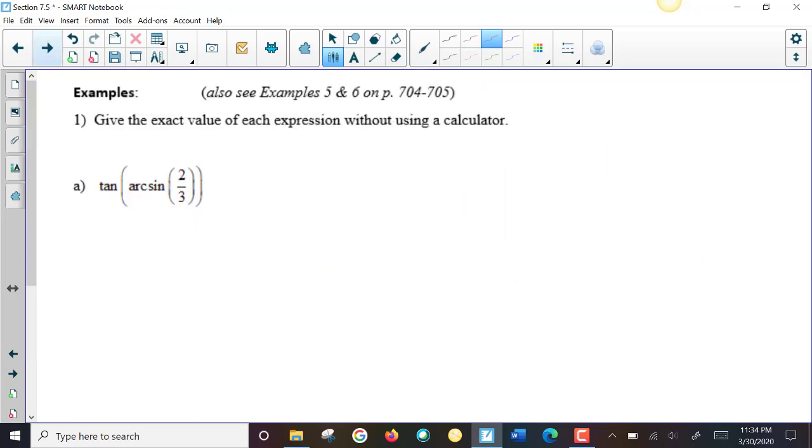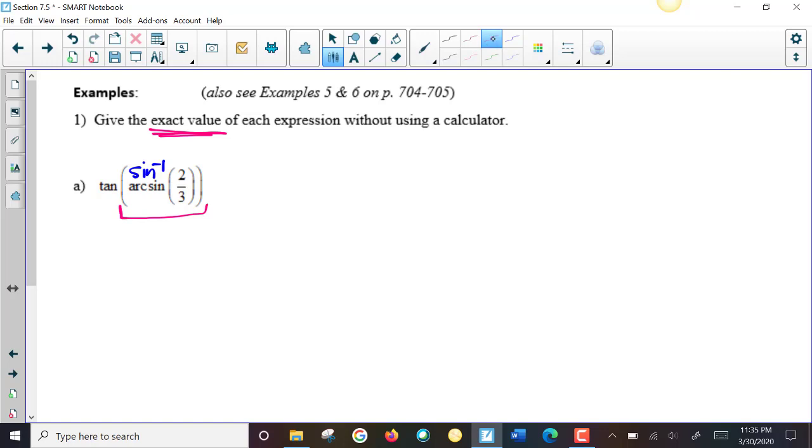Okay, so continuing on with some compositions, but now they're not exact values that we know or where we can use our unit circle. So once again, we're asking for an exact value without using a calculator. So I'm saying, what's the tangent of the arc sine of 2/3? If you remember, arc sine is the same thing as inverse sine. So here's the deal. I don't know the angle whose sine is 2/3. That's not a unit circle angle.